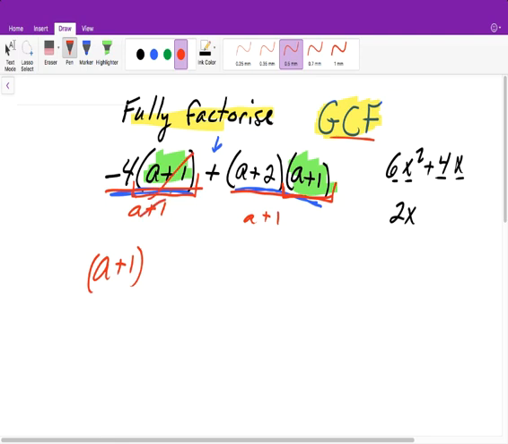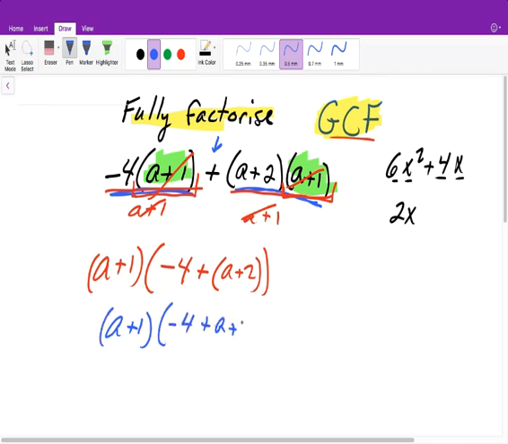This a plus 1 will cancel out, and this one will cancel out. So what's left over is here we have -4, and then here we have plus a plus 2. But just like any other math that we do, we will always have to simplify if we can. So this is a plus 1 times -4 plus a plus 2. And since we have like terms of -4 and 2, we have to combine our like terms. So our final answer for this one will be a plus 1 times a, and then -4 plus 2 is a minus 2.